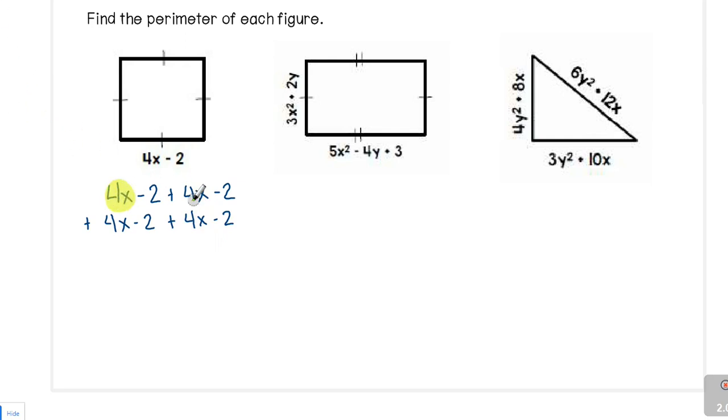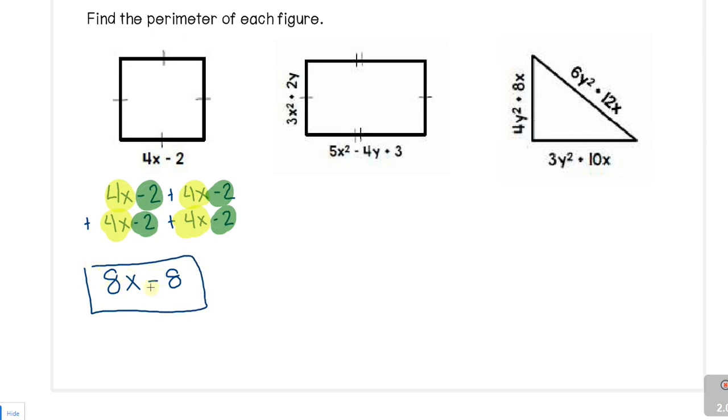So we have 4x plus 4x plus 4x plus 4x. So when we add 4 plus 4 plus 4 plus 4, we get 8x. Now we can simplify our constants. So we have negative 2 minus 2 minus 2 minus 2. So we get negative 8 or minus 8. So the perimeter is 8x minus 8 units.